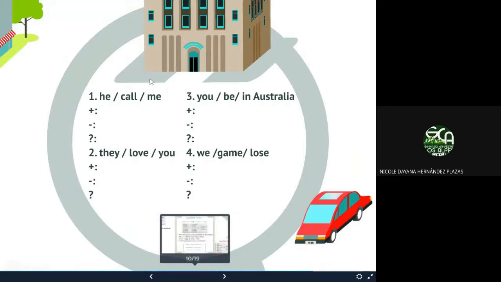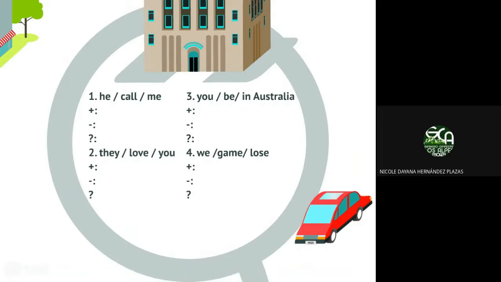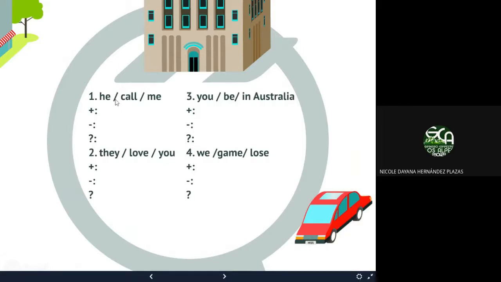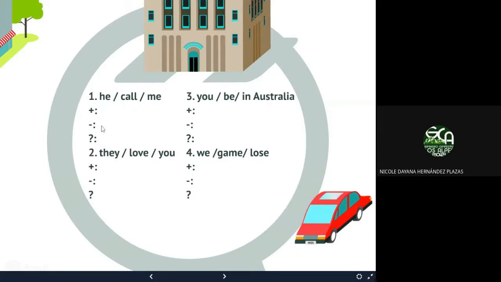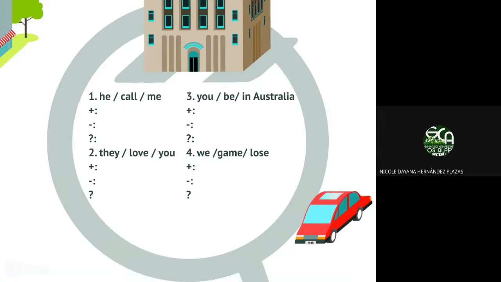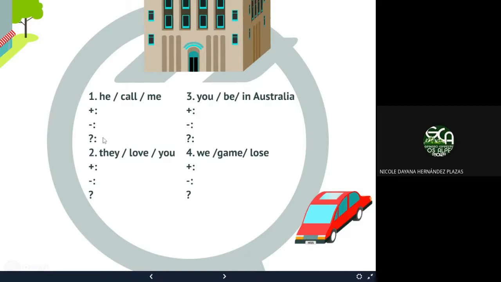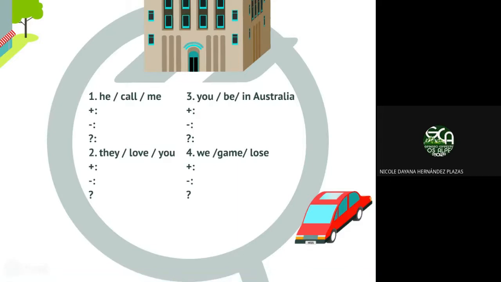So you have, he called me. ¿Cómo queda la primera? So, he is going to call me, pero ahora hazlo con will. Estamos con will. Chicos, estamos con will. Focus. He will call me. In negative, he won't call me. In interrogative, will he call me? What about the next one?